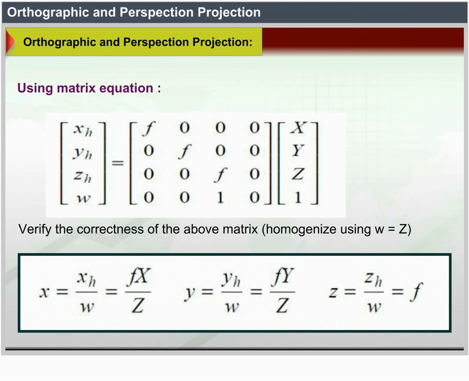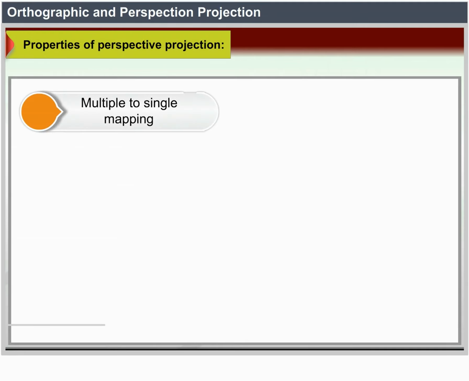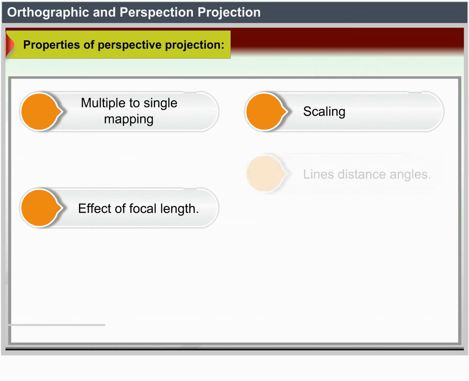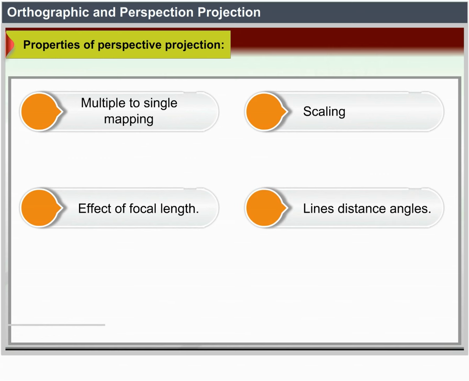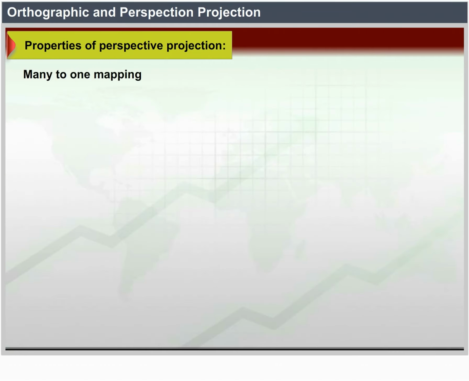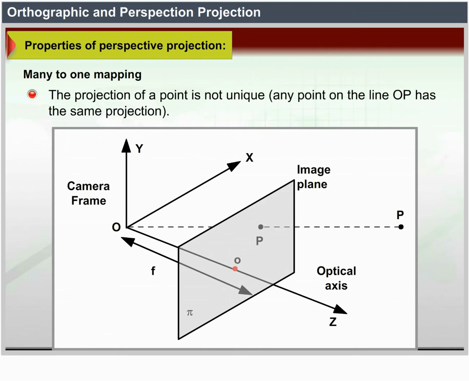Properties of perspective projection: many-to-one mapping, scaling, effect of focal length, lines, distances, angles, vanishing point, vanishing line. Many-to-one mapping. The projection of a point is not unique. Any point on the line OP has the same projection.